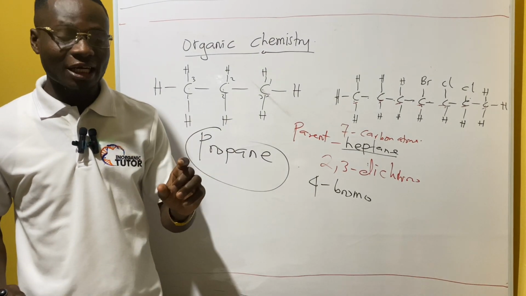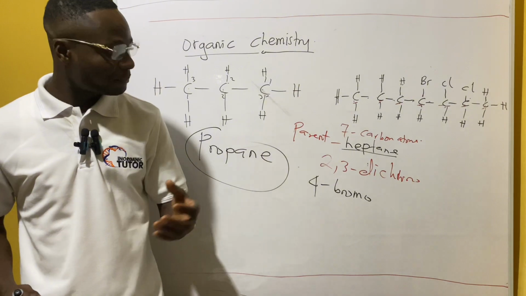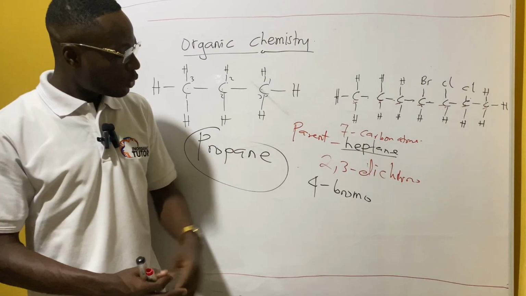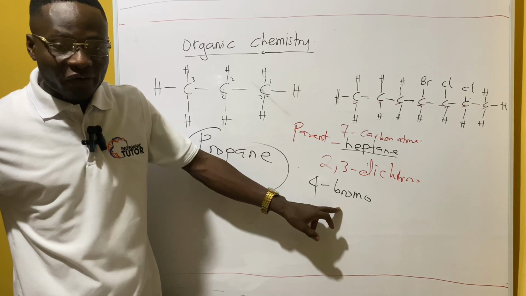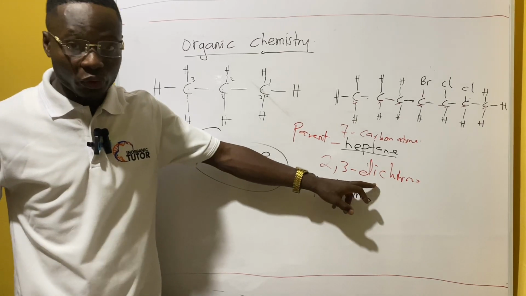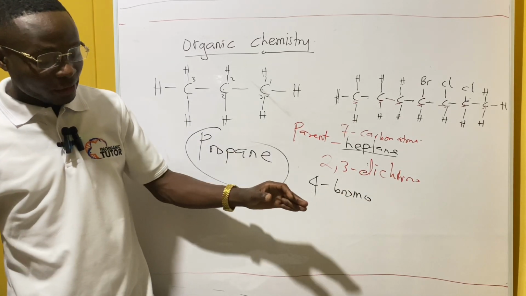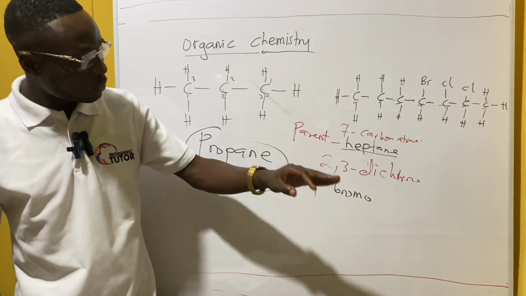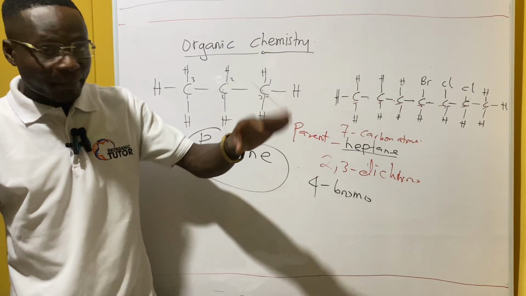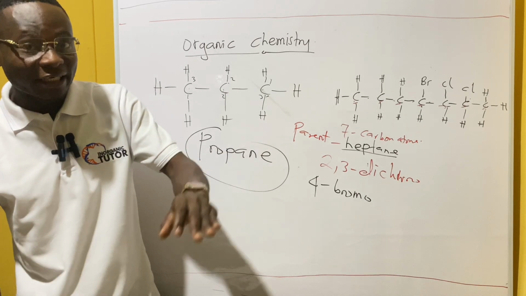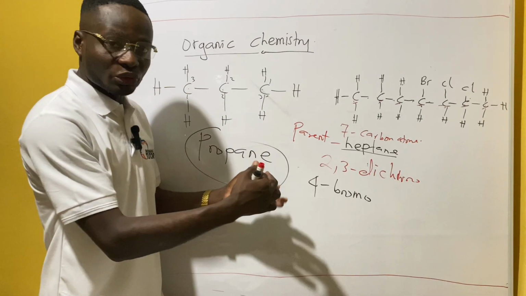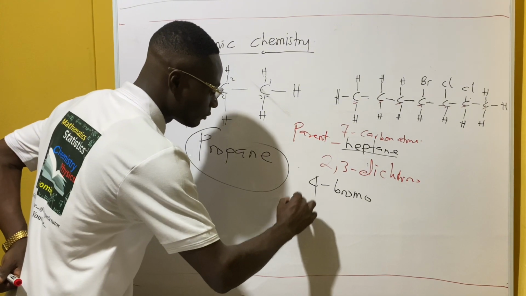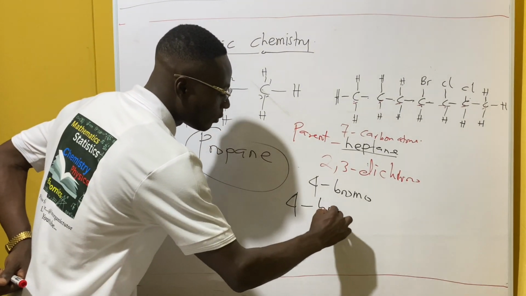We have to consider alphabetical order. B comes before C, so we consider bromo first before we consider chloro. So here we are going to have 4-bromo-2,3-dichloroheptane. So this right here, we're going to have 4-bromo.